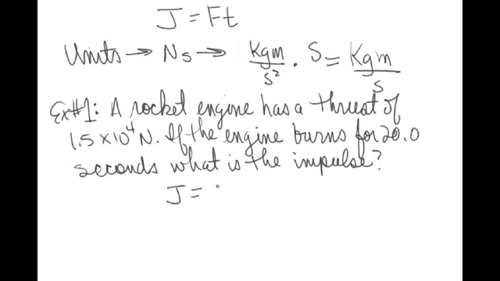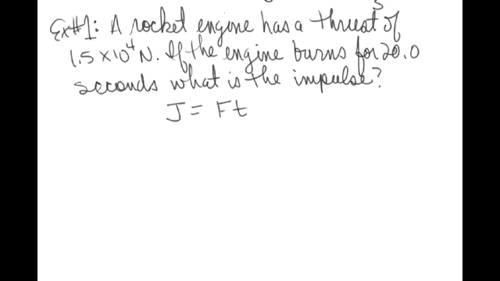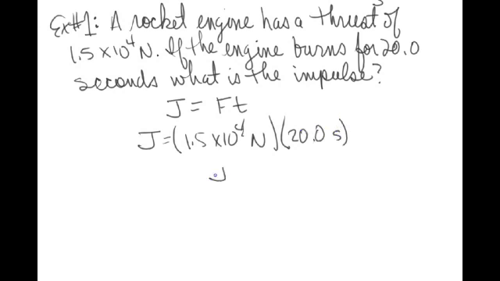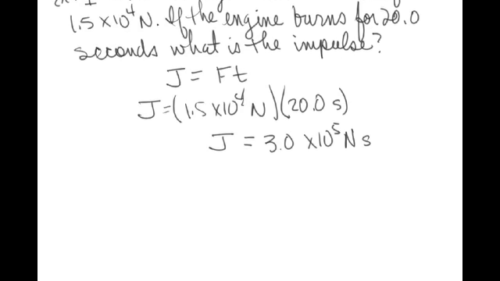J is equal to F times T. The impulse is the force, 1.5 times 10 to the 4 newtons, times 20 seconds, giving us an impulse of 3.0 times 10 to the 5th Newton seconds. Pretty straightforward, just plug and chug into the equation.